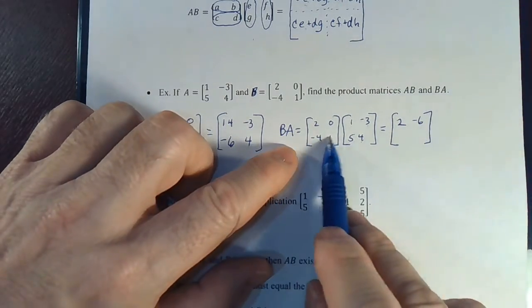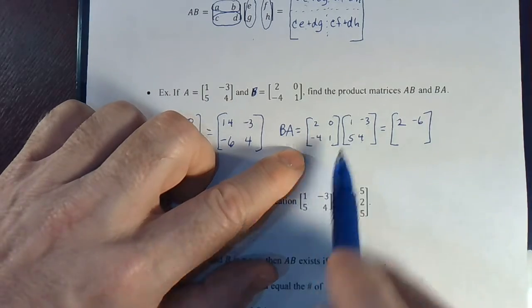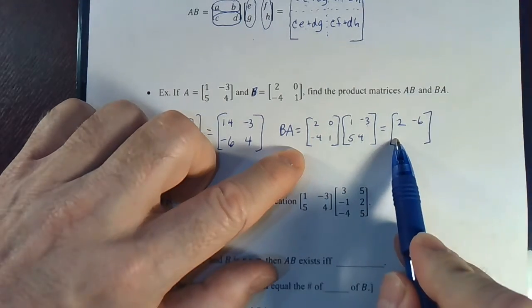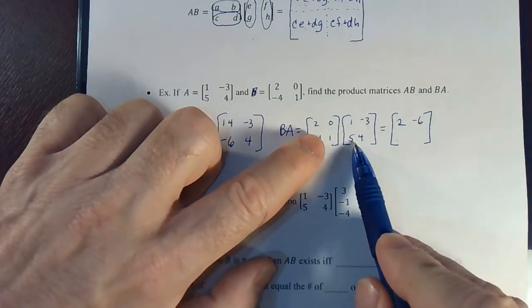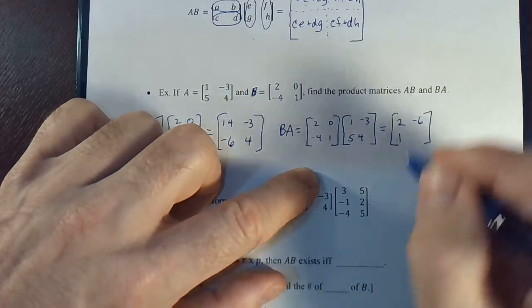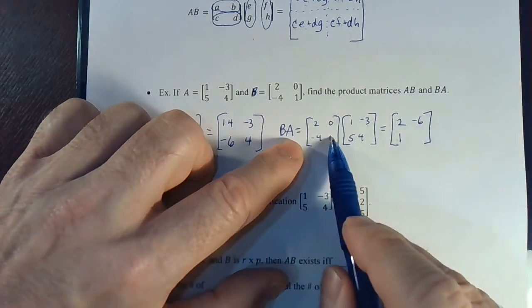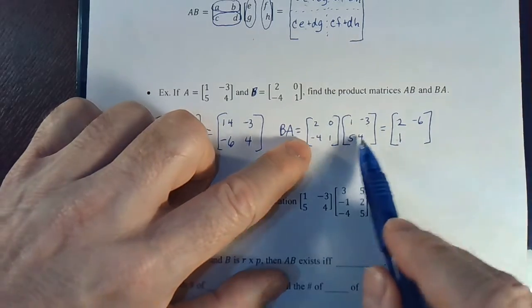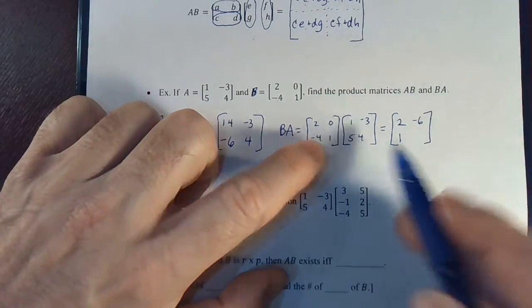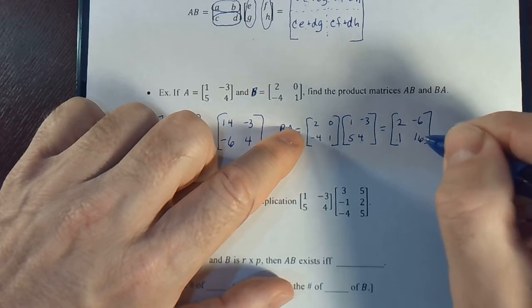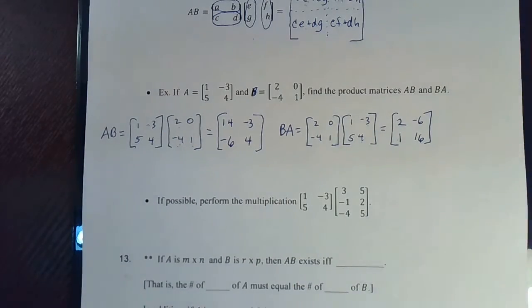And then we're going to go row 2 times column 1 to get this element. -4 and a 5 is a 1. And then to get this one, we go row 2 times column 2, and we'll get a positive 12 plus 4 for 16. Okay, that was good practice.